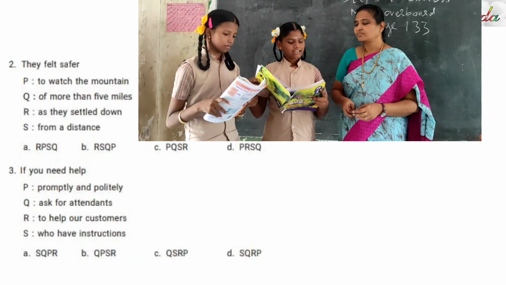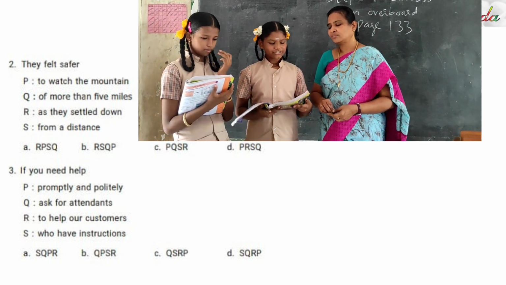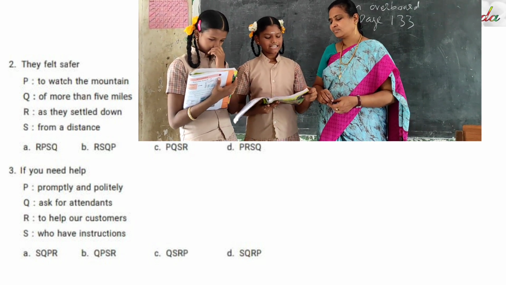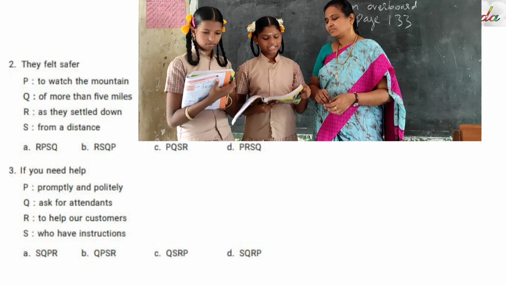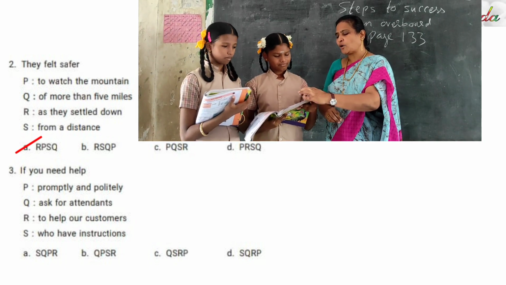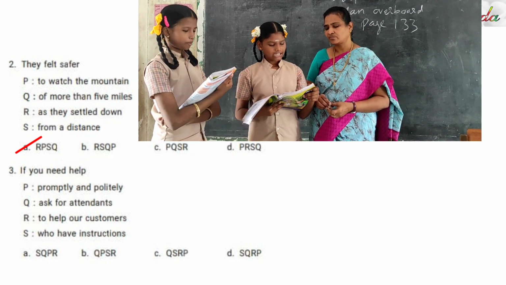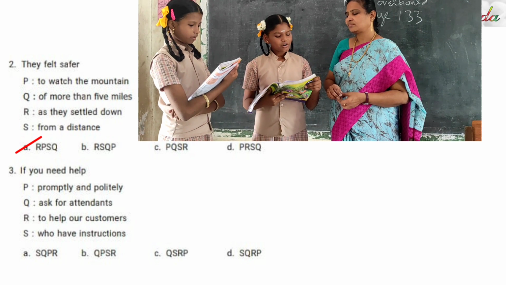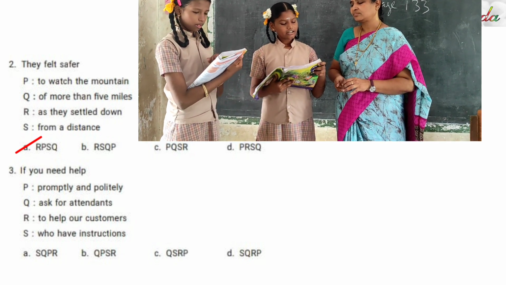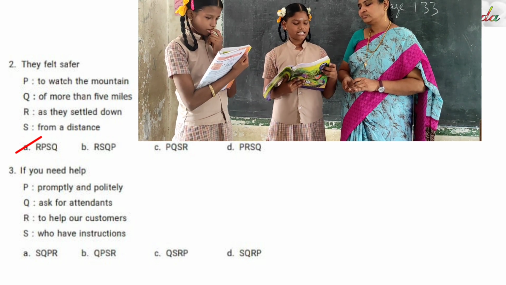He felt suffered. This also has P, Q, R, S, and they give the answer in jumbled form. We will arrange the sentence. So you read the options. He still watched the mountain view of more than 5 miles as they sheltered down, for a distance.